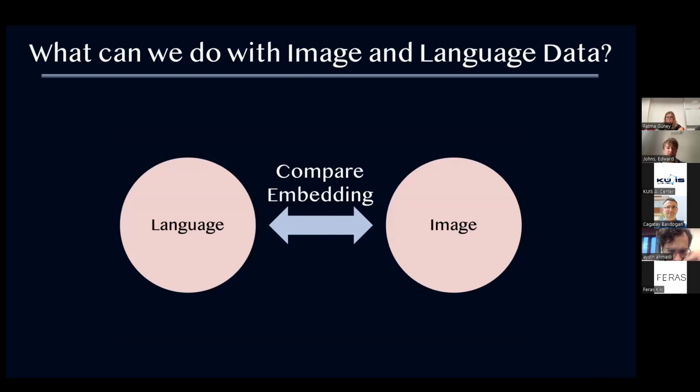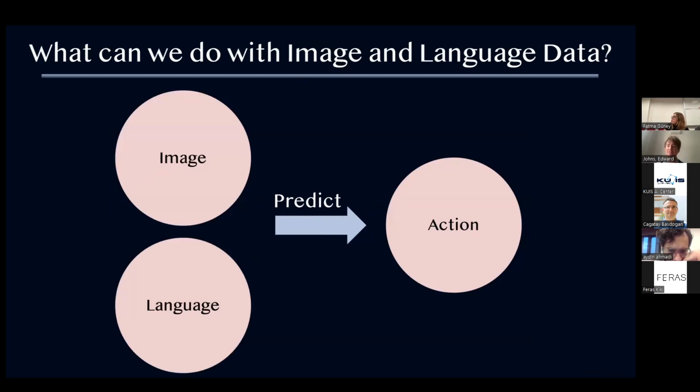Okay, so I'm just going to talk about one final project we've been working on. In the Dream to Real method, we compared the embedding between the language command and a rendered image of a hypothesis. What about actually predicting actions?